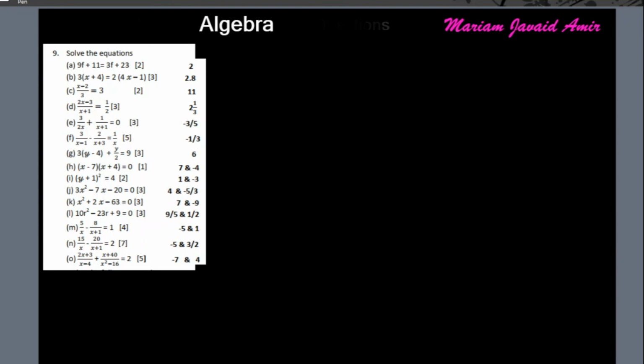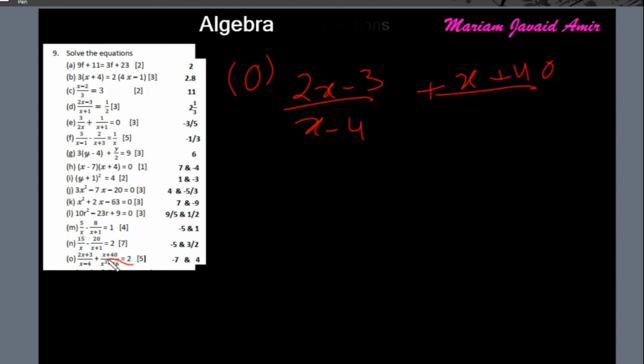Okay, part O is 2x plus 3 over x minus 4 plus x plus 40, and I will be factorizing x square minus 16 directly. This is x square minus 4 square. A square minus b square equals a plus b, a minus b. So this becomes x minus 4, x plus 4.